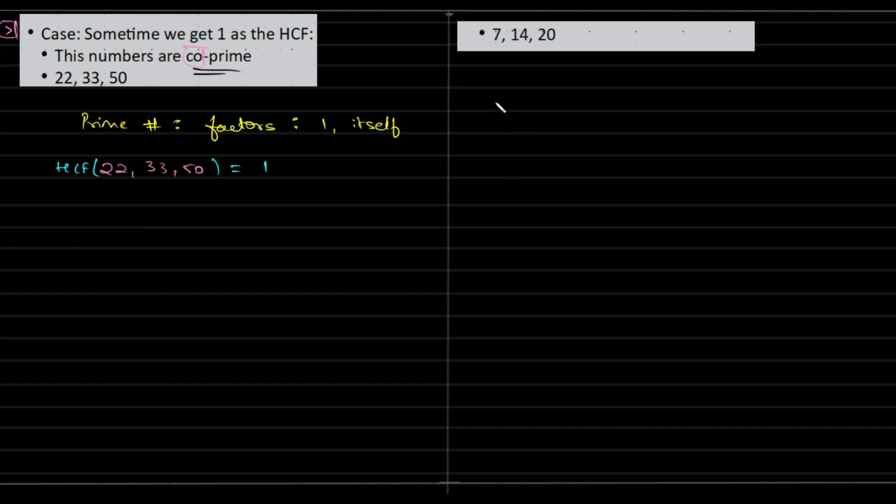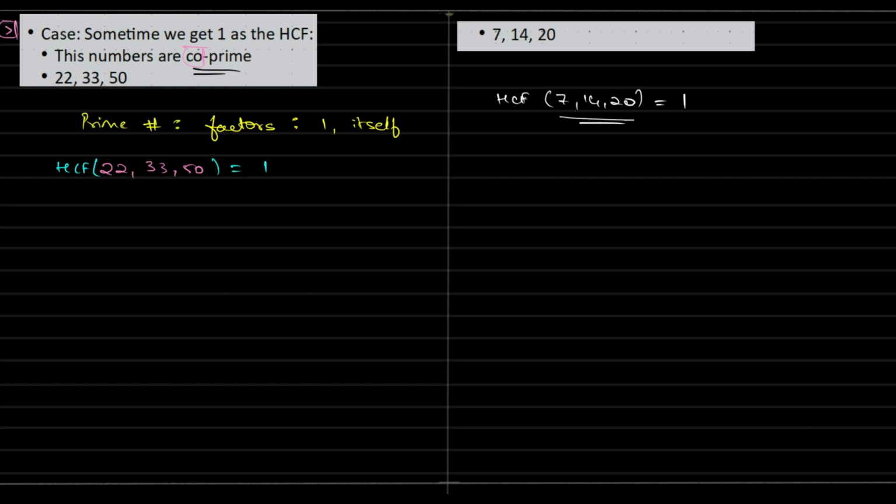Okay, now we have one more set of questions. See, 7 and 14, 7 is the HCF. 7 and 20, 1 is the HCF. So overall, what is the HCF? 1. So these are said to be coprime. Coprimality depends on the set of numbers, whether 2 or 3 or whatever, but it is not for an individual number.